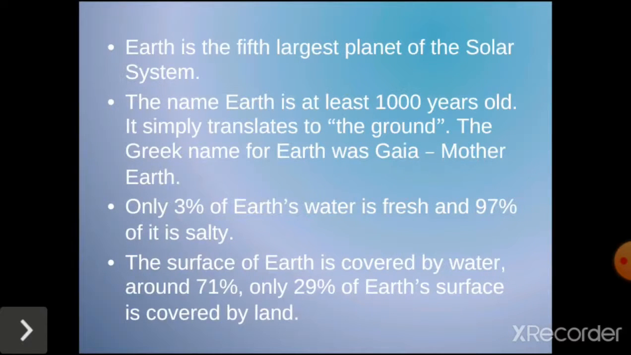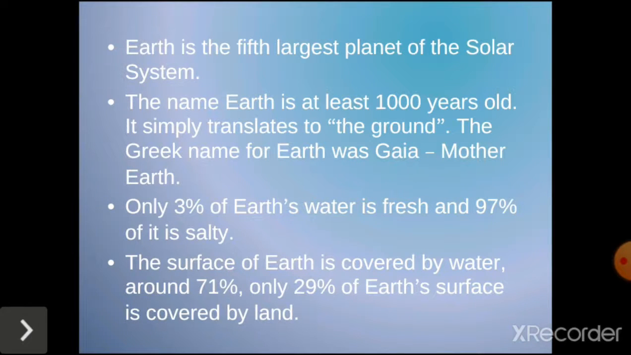Earth is the fifth largest planet of the solar system. The name Earth is at least 1000 years old. It simply translates to the ground. The Greek name for Earth was Gaia, Mother Earth.